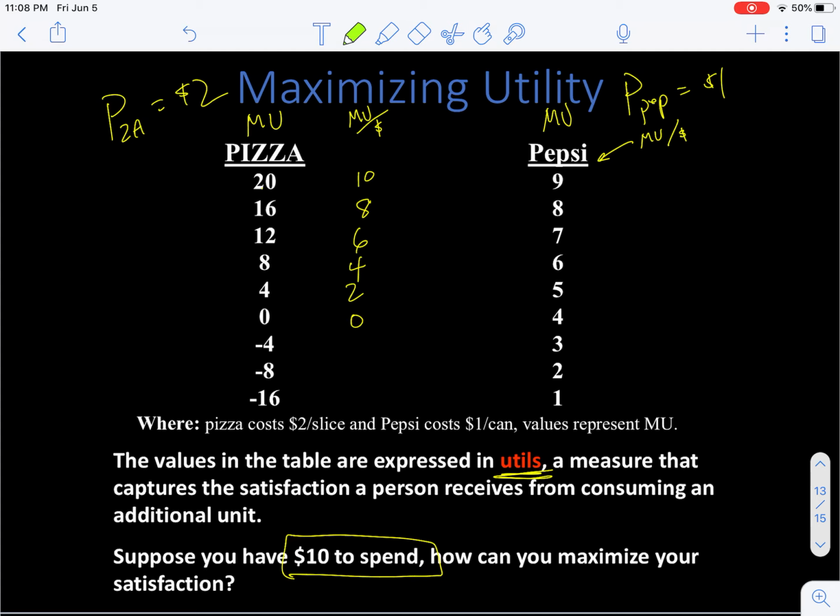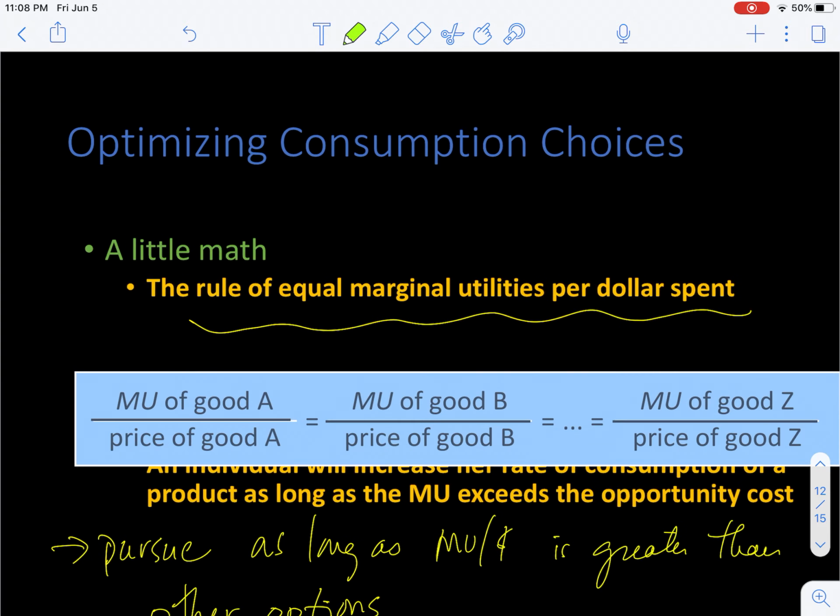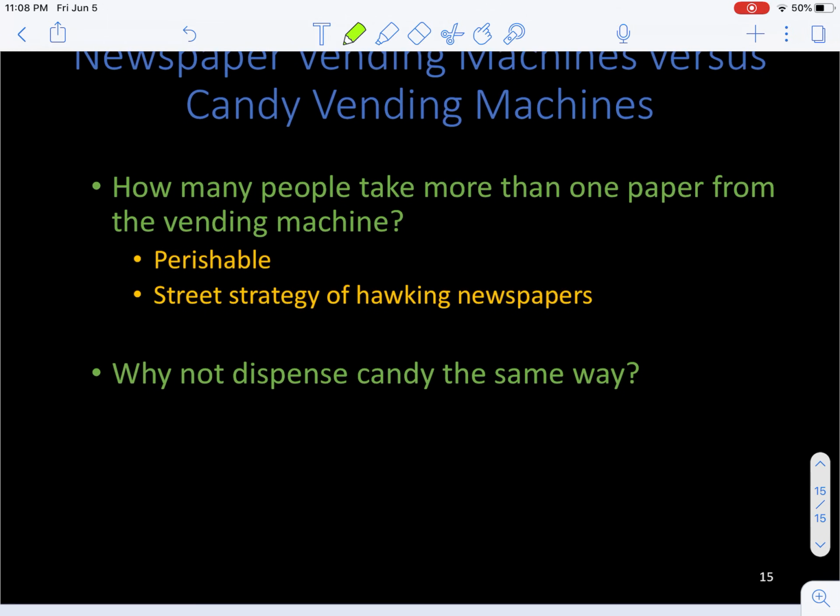So now, as it turns out, you're still going to get pizza, but the reasoning is that the pizza gives you 10 units of happiness per dollar, right? Because it gives you 20 units of utility, and it's $2, so it's 10 units of utility per dollar, where the Pepsi only gives you 9. So the first thing that you would do is buy a slice of pizza. So I'm going to buy one slice of pizza. But how much does that cost me? Because remember, I only have $10 to spend.